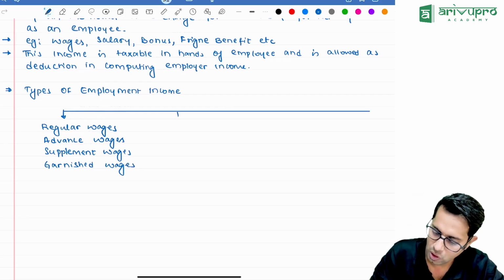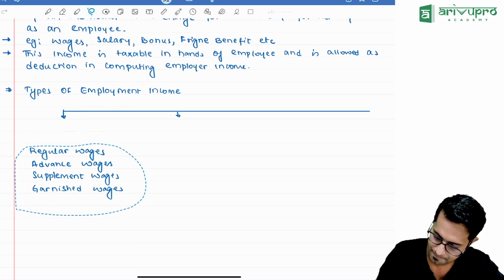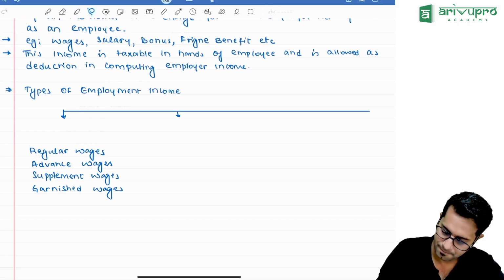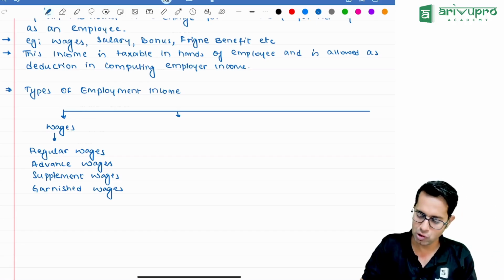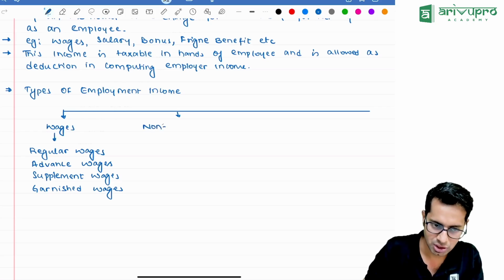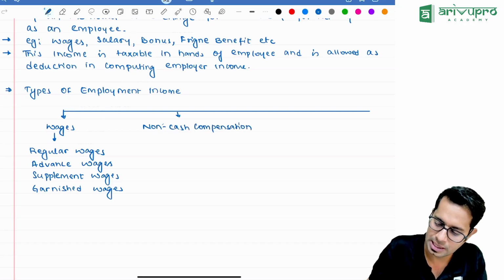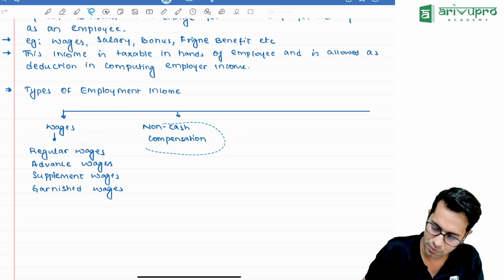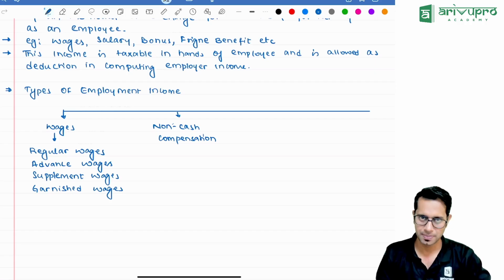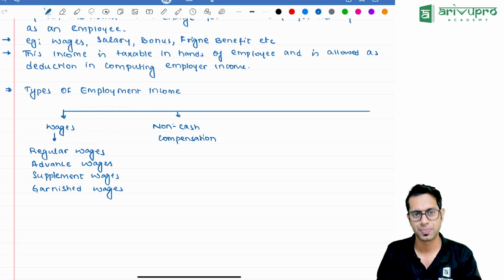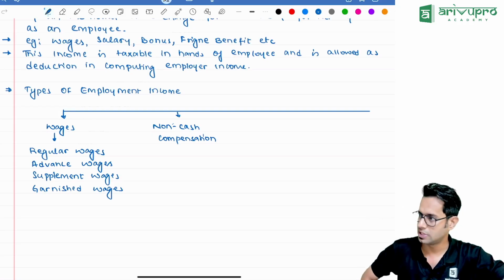We'll study all these things. Then you have some non-cash compensation which is received by you. Sir, what is this non-cash compensation? For example, non-cash means it is not in the form of money. The company is giving you a house to stay. That is also a form of salary. The company is giving you a car. The company is taking care of your education, or your children's education. That is a non-cash compensation which the company is paying you.